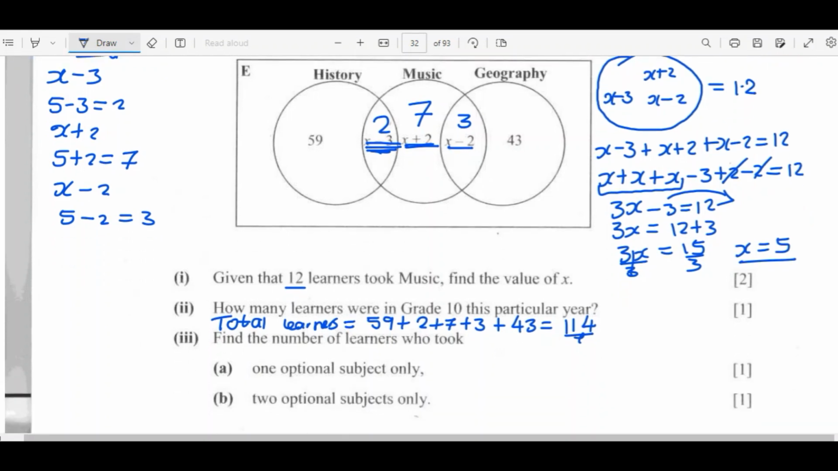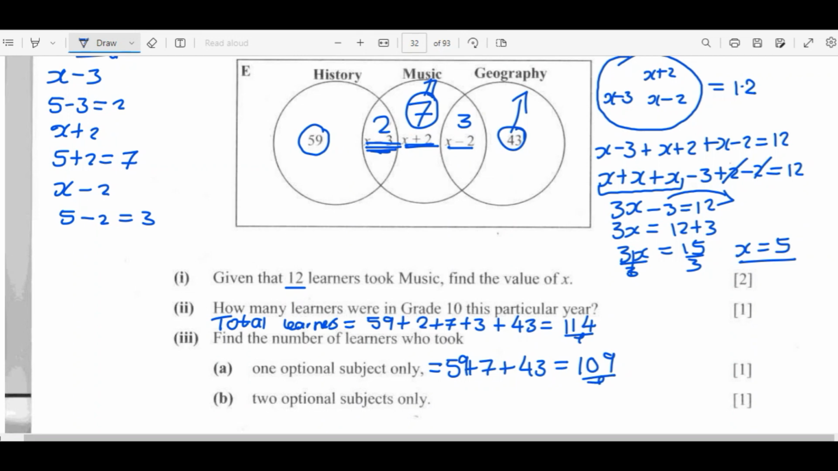Then for Roman number 3, find the number of learners who took one optional subject only. So we just want to see those that took, if it's history, it's history only. They never did any other subject. So 59 is history only, plus 7 is music only, plus 43 for geography only. So 59 plus 7, that is 66, plus 43 gives us 109.